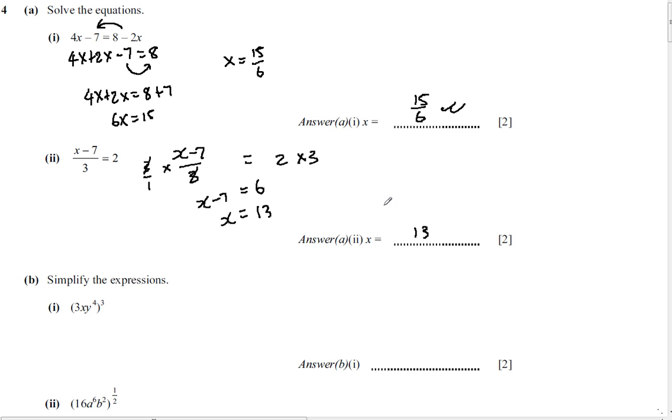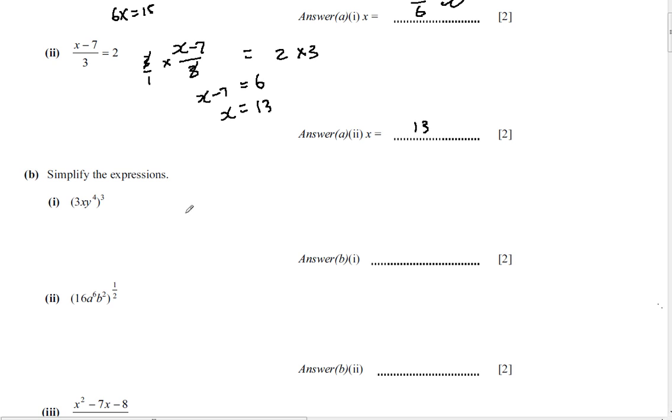Okay, cool. Indices. Simplify the expression. In this expression, we cannot simplify 3 any further. It's already in its simplest base. So 3 is the same as saying 3 to the power of 1, x, and y to the 4, and this is to the power of 3. According to the indice law, you take the exponent on the outside and you multiply it with the exponents on the inside.